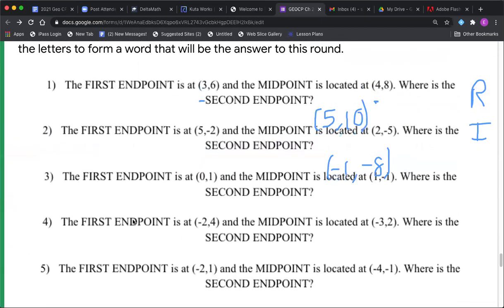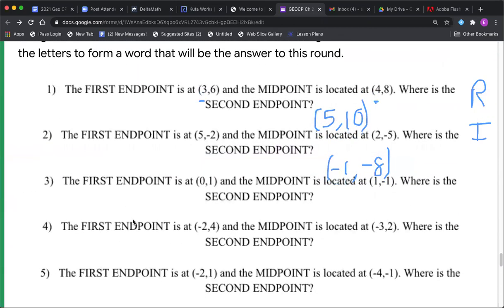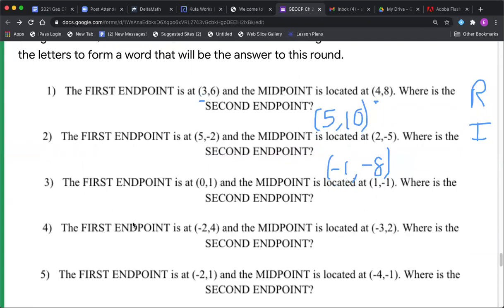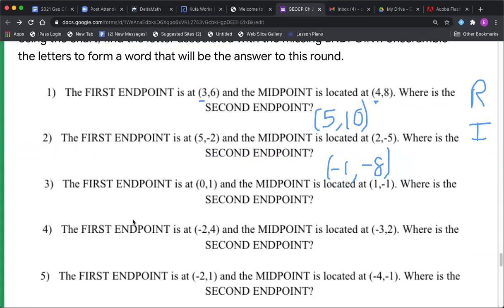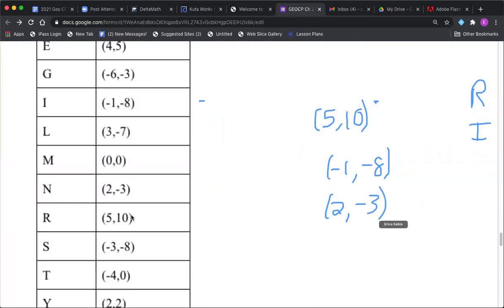Okay, third one. I'm at 0. I got to get to 1. I just went up by 1. So I'm going to go up by 1 again. I get to 2. I was at 1 and I went to -1. That's subtracting 2. So I'm going to subtract 2 again. I land at -3. (2, -3). What are you? (2, -3). N.